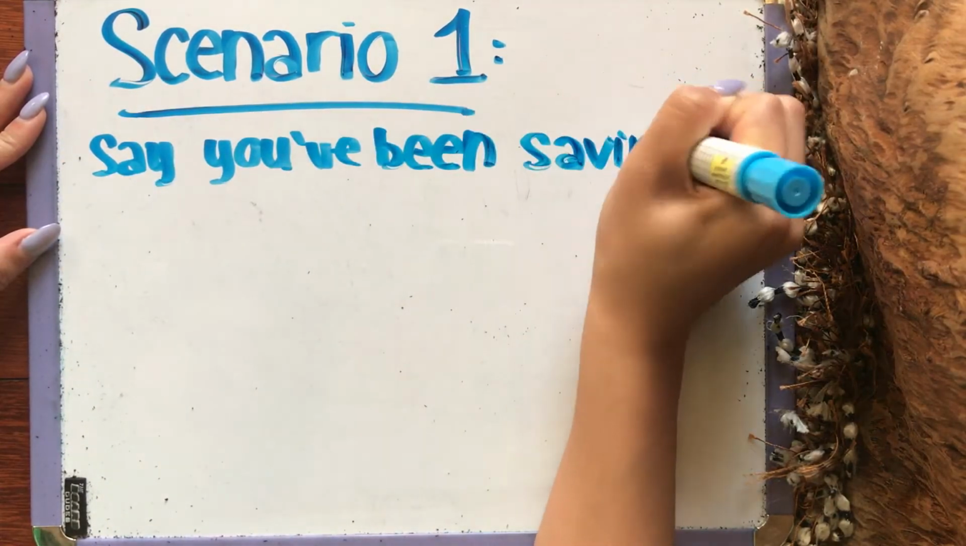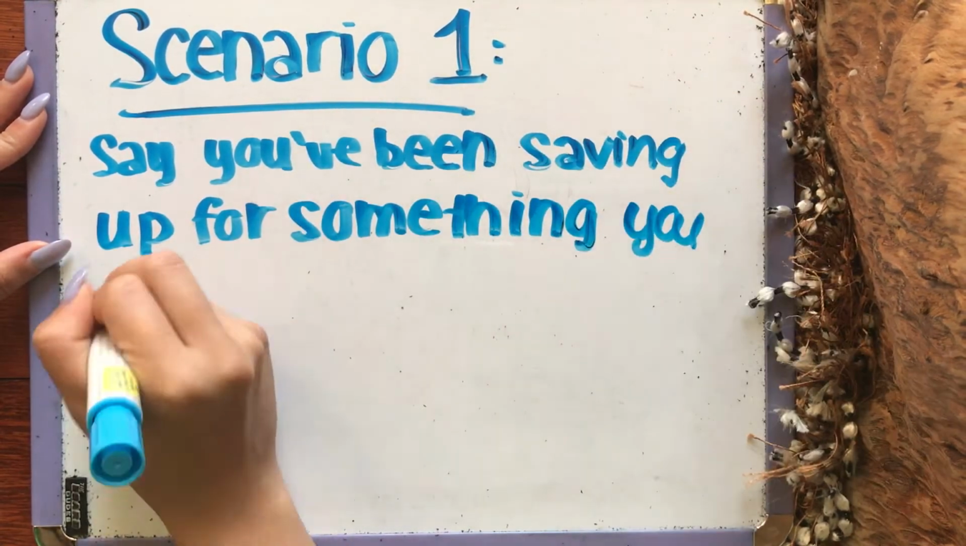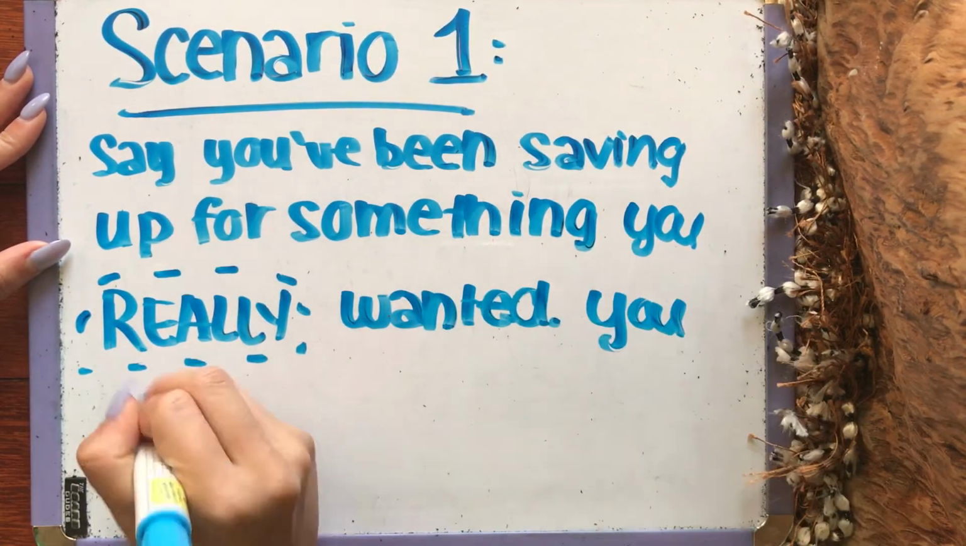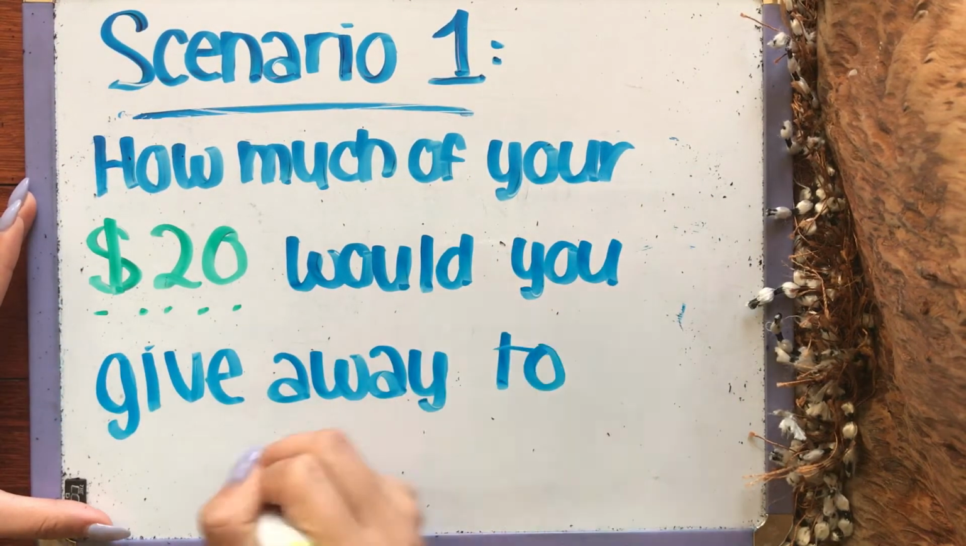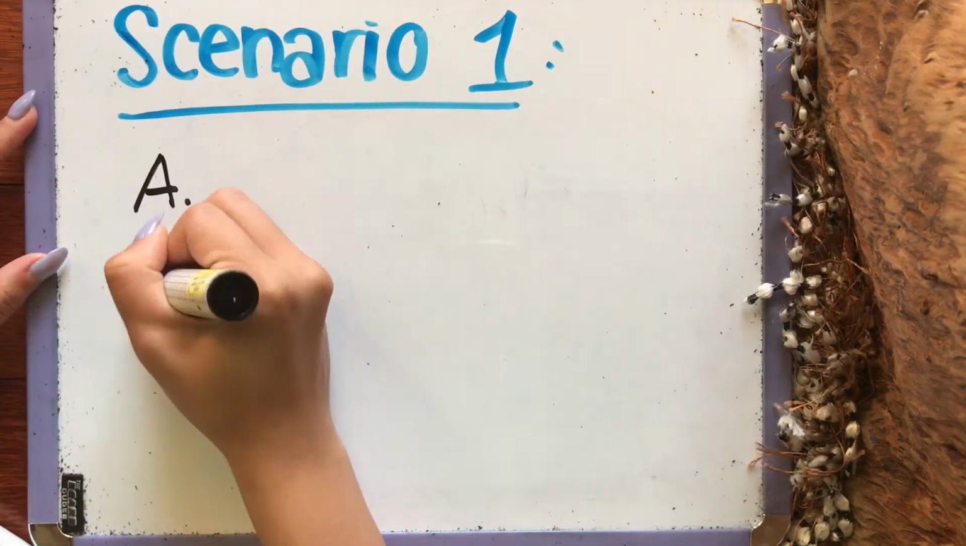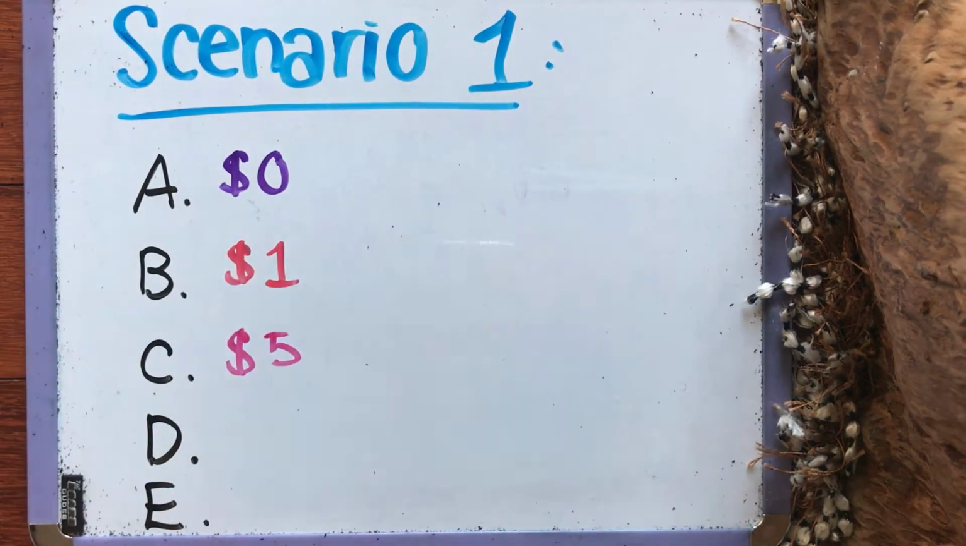Scenario 1. Say you've been saving up for something that you've really wanted, and now you have a total of $20. How much of that $20 would you give away to charity if you were given the following options? It depends on the situation.